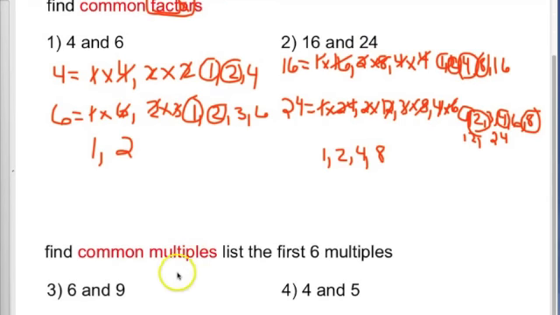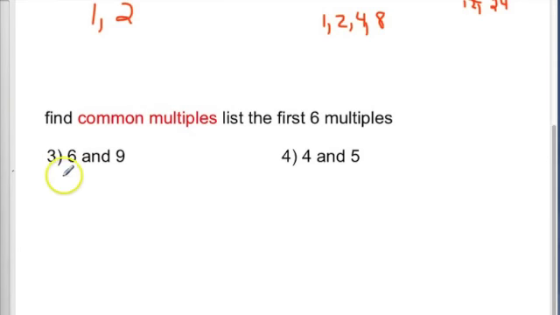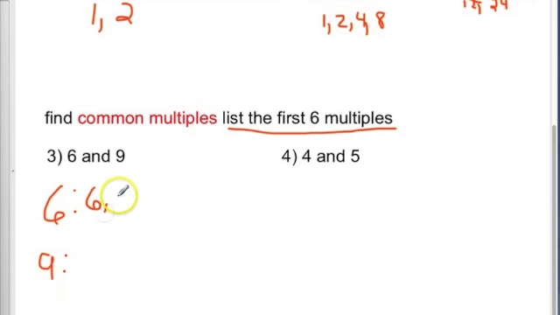Let's look at finding common multiples. When we're finding common multiples, remember that we are going to simply skip count. So when we find the common multiples of 6, we're going to skip count by 6. When we find the common multiples of 9, we're going to skip count by 9. Notice that I've asked you to list the first 6 multiples. So we start with 6. We always start with that. So we're going to have 6 and then 12.